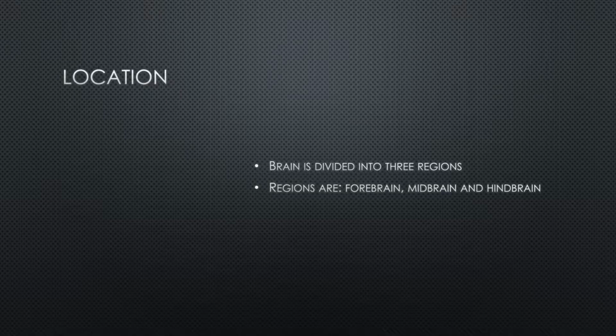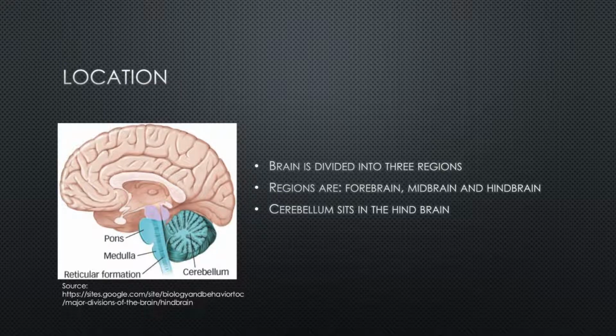The brain is divided into 3 regions to describe the location of individual parts of the brain. These regions are called the forebrain, midbrain, and hindbrain. The region where the cerebellum belongs is the hindbrain. Other brain parts that make up the hindbrain are the pons, medulla, and reticular formation.